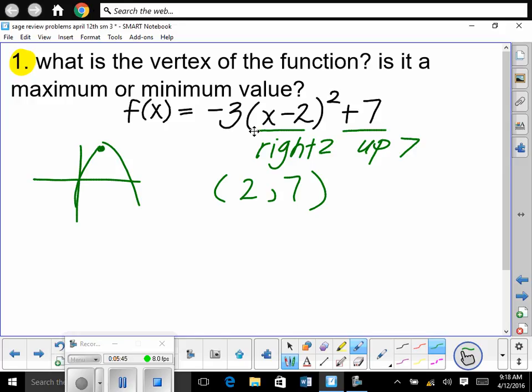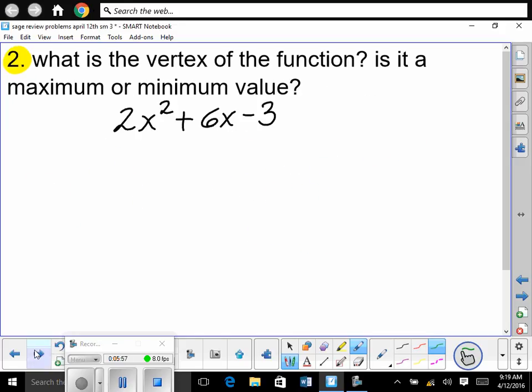Questions on that? And then is it a maximum value or a minimum value, that vertex? Max. Isn't it the highest point? So we say it's the max. Questions? Okay, next one.